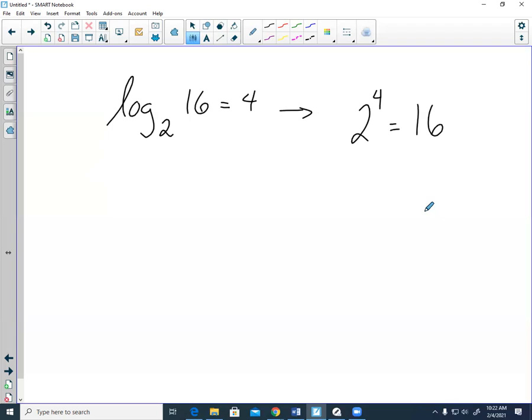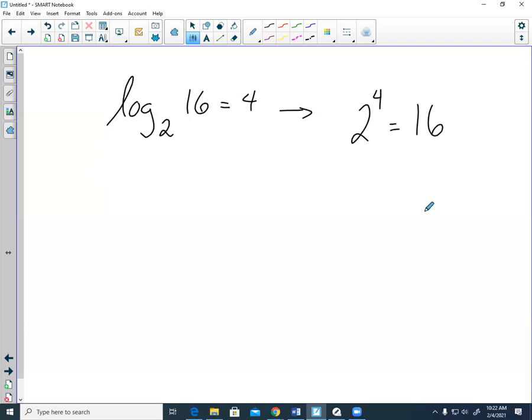Rewriting things in a different form is a lot easier to look at, because this is saying I have to multiply 2 by itself 4 times to get 16. It's saying the exact same thing, just in a different way, because I've switched those x's and y's, because those functions are inverses of each other. Okay, does that kind of make sense so far?